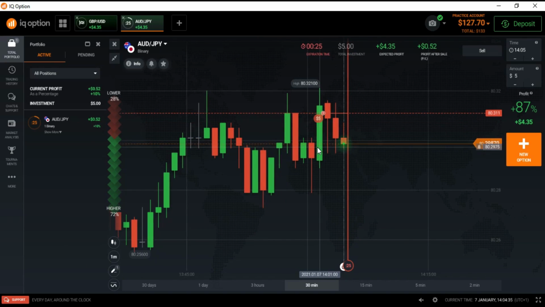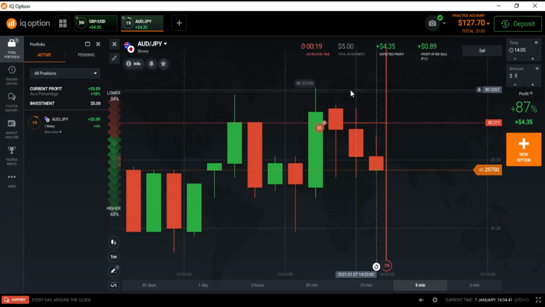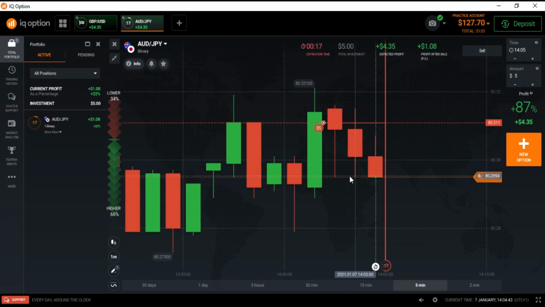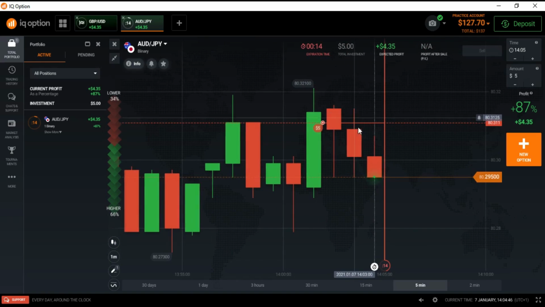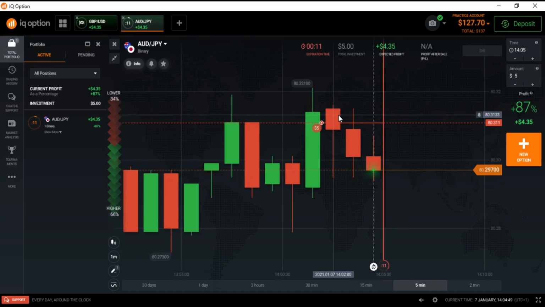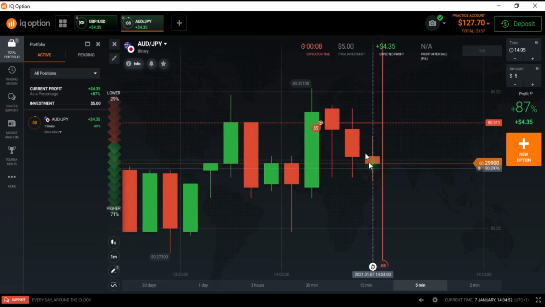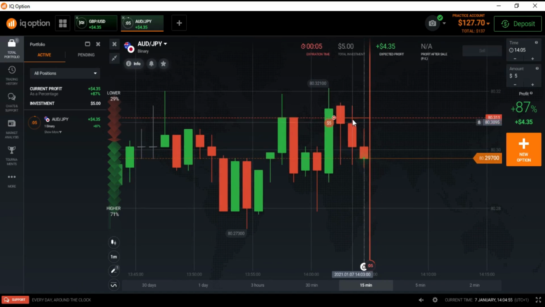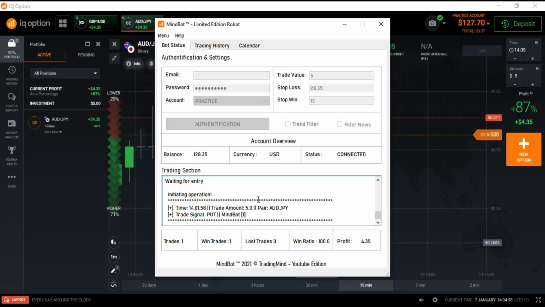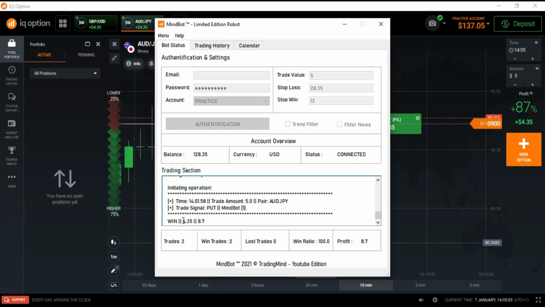As you guys see, it's almost 25 seconds left until our trade finishes. So it's going in the right direction, and we hope for the best on the next trade. So let's wait. The trade is going in the right direction, and it's almost finished. So our trade is good, and I will show you. So the trade is a win. It's a winning trade. So the winning trade was 4.35, and the total profit is $8.7.